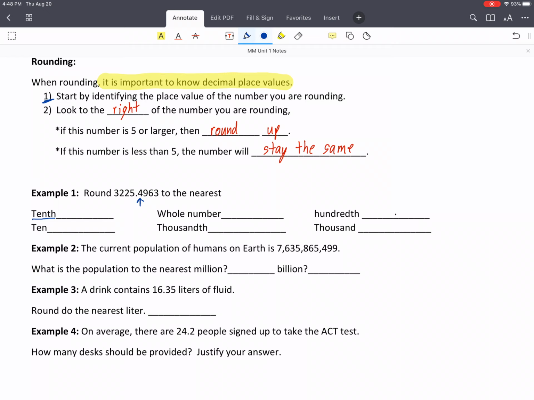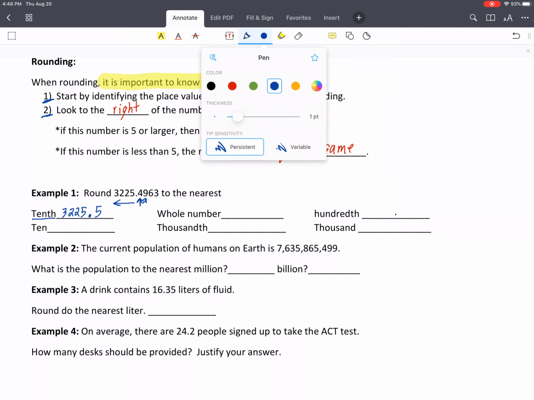So we can actually start writing down what numbers we're going to need, because everything to the left, so everything over here, those numbers aren't going to change, most likely. So we go 3,225 point, and then now we need to do our second step, and we need to look to the right of the number we're rounding, okay? So we look to the right, so we're looking at the 9. And so since 9 is 5 or bigger, we need to make that 4 bigger to the next digit. So we need to make it a 5. So if we round this to the tenths place, we're going to have 3,225.5.